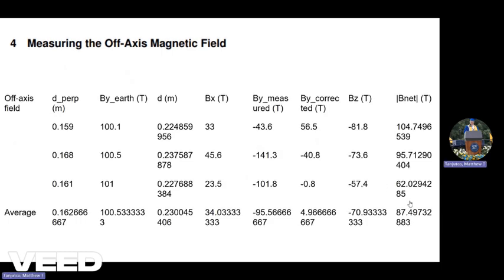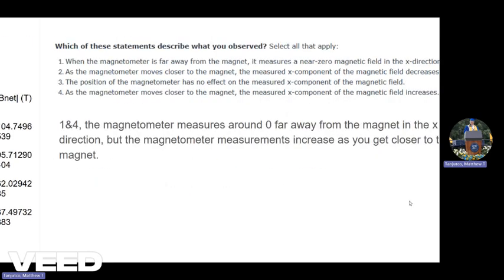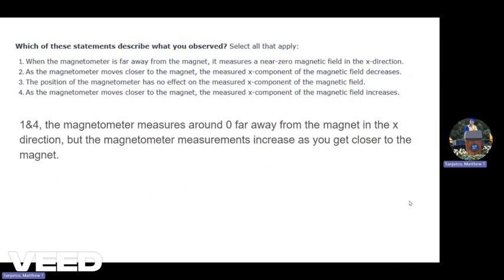And then what do these statements describe of what we saw? Well, of course, in 1 and 4, the magnetometer measures around 0 when it's far away in the x direction, but as you get closer, the measurements increase.